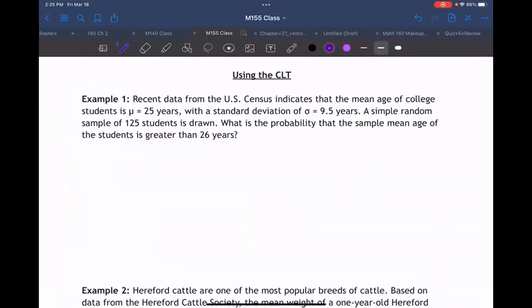Okay, so let's look at this example. We have data from the US Census, and this data indicates that the mean age of college students is about 25 years. So let me write this down here so I have it. The mean is 25, and the standard deviation is 9.5. I'm going to write that down too on the side. We're going to take a simple random sample of 125 students. Well, that's n, right? And we're going to find the probability that the sample mean age of the students is greater than 26 years.